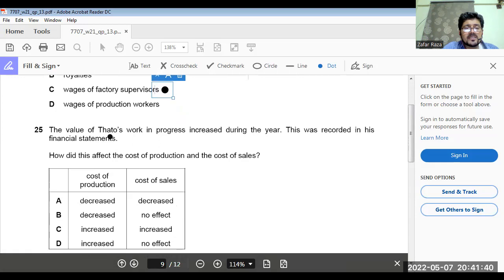The value of Thato's work in progress increased during the year. Okay, this was recorded in the financial statement. How did this affect the cost of production and cost of sales? Yes, when work in progress, closing inventory, is increased, it means cost of production is decreased and cost of sales is also decreased.